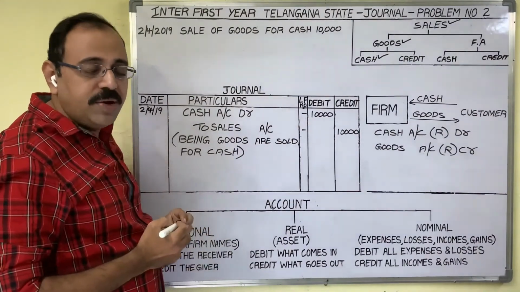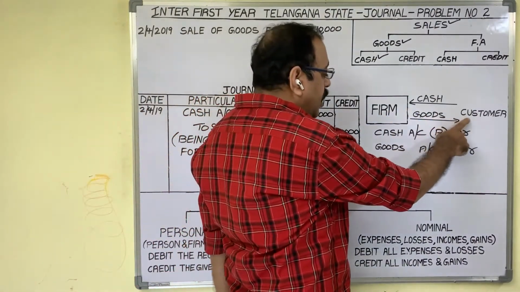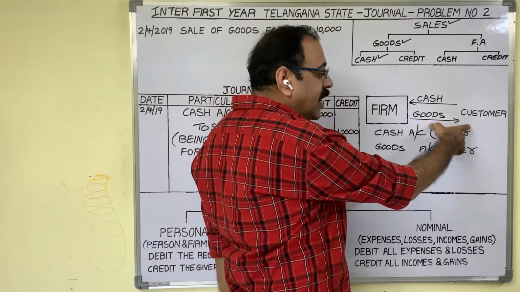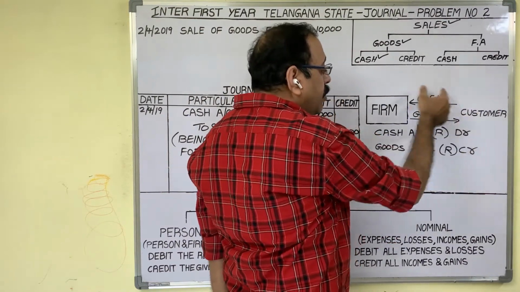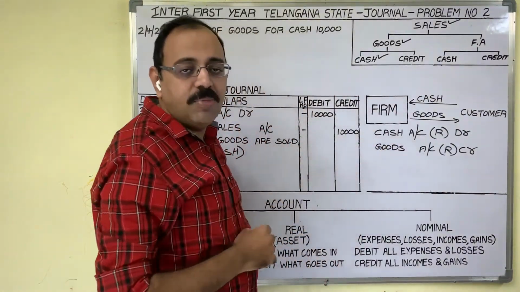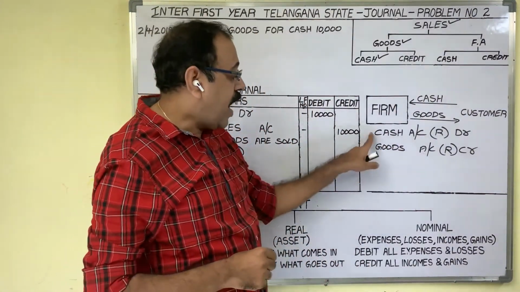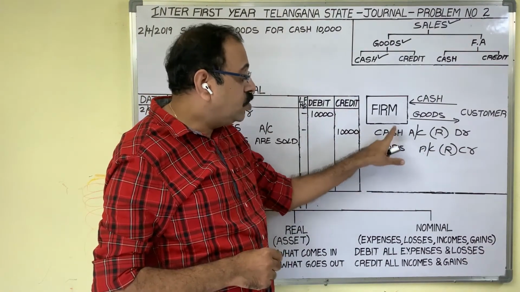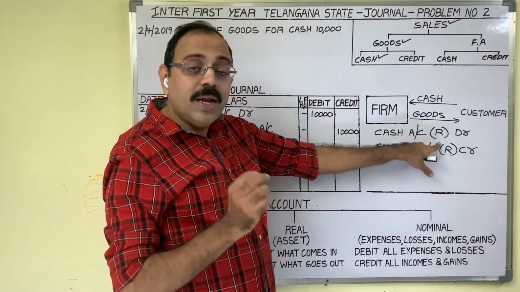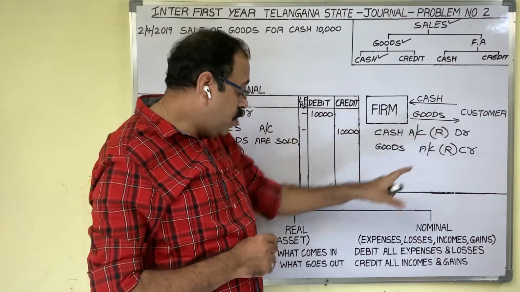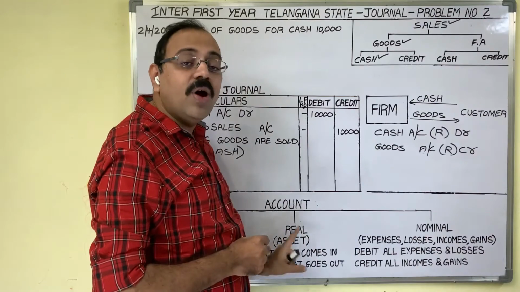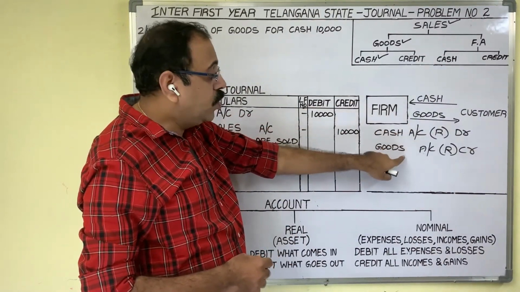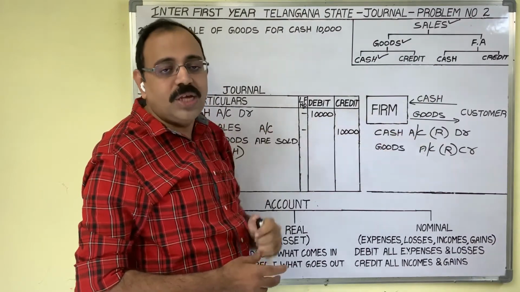Customer name is not given. To the customer, the firm sold goods. Goods are going. And as this is a cash sale, immediately the customer paid cash to us. Cash is coming. The two accounts are cash account and goods account. Both are assets, so these two accounts come under real accounts. Real account rule: debit what comes in, credit what goes out. Cash is coming, debit cash account. Goods are going, credit goods account.